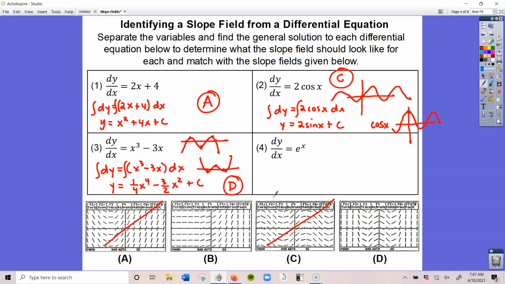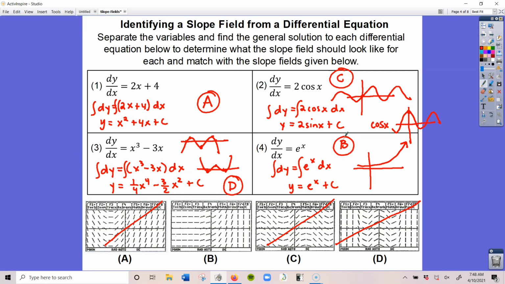For the last one, it's obviously going to be B, but just so that we can see, multiply dx to the other side, we get dy equals e to the x dx. Integrate both sides, we get y equals e to the x plus c. E to the x is an exponential function, so typically it looks like this, where it is increasing. So that would be B.